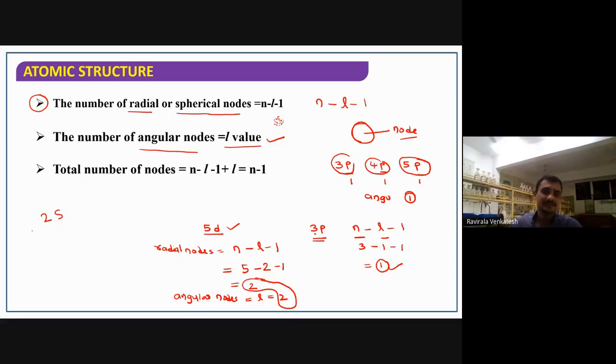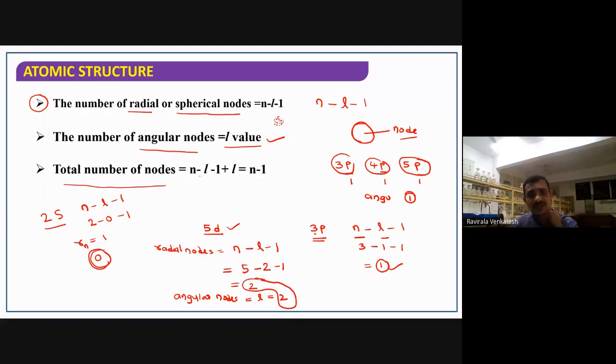For the 2s orbital, how many radial nodes? The formula will be n minus l minus 1. It will be 1. Angular nodes are how many here? 0, because the l value is 0. So how many angular nodes for all s orbitals, be it 1s, 2s, 3s, 4s, 5s, 6s, 7s? All have angular nodes 0 only, isn't it?